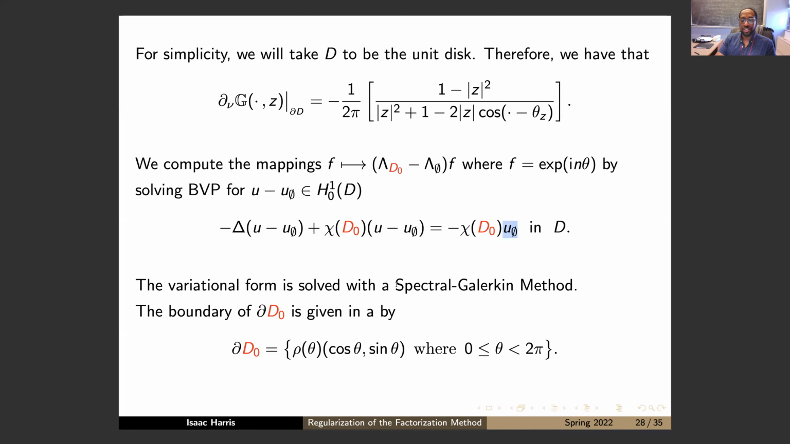So now that I have this, you can just use a spectral method like I did to compute U minus U0. And once you have an approximation by the spectral method, you just take the normal derivative with respect to r and set r equal to 1. So for us, our regions are going to be star-like with respect to the origin, just for simplicity. And rho is going to be the function that describes its shape.